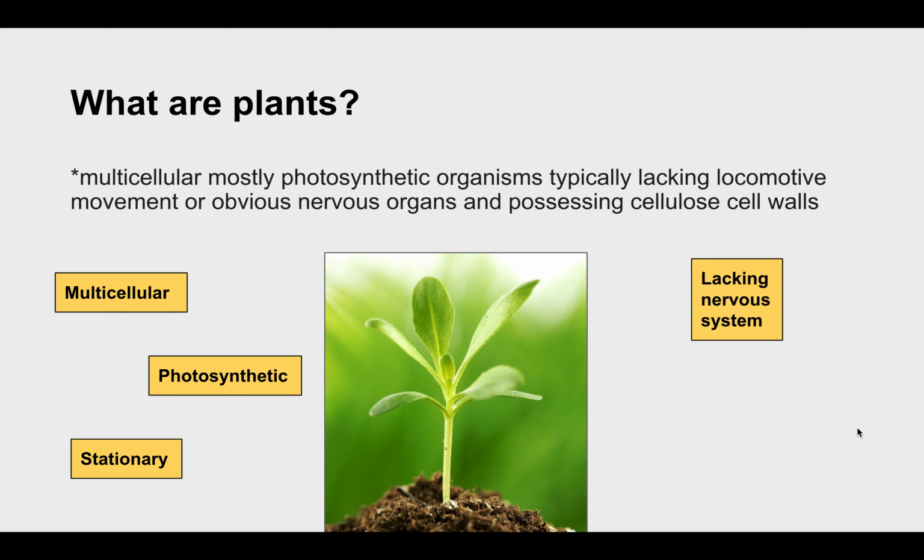They lack a nervous system, or any nervous organs. So we don't have a brain or a spinal cord or neurons. They lack that system. That doesn't mean they can't perceive the environment around them, but they don't have a nervous system like animals or humans, other organisms. And finally, they're going to have cell walls. Cell walls filled with cellulose, which is a compound we'll talk about in our class today. But cellulose cell walls, rigid cell walls. So that's the main definition of what makes up a plant.